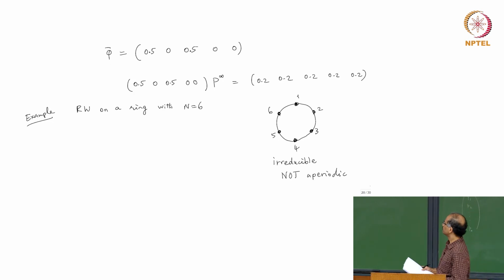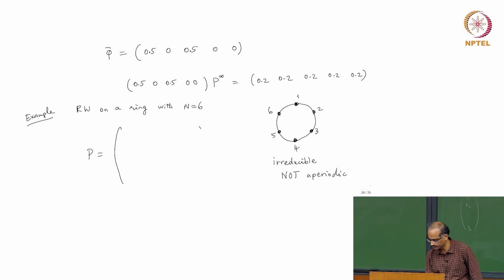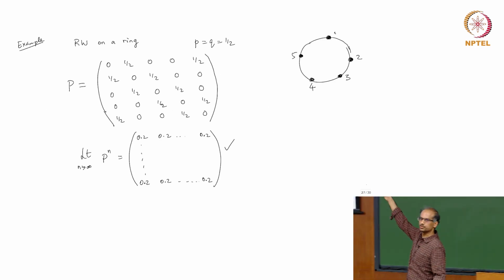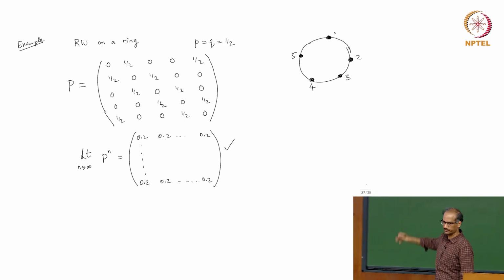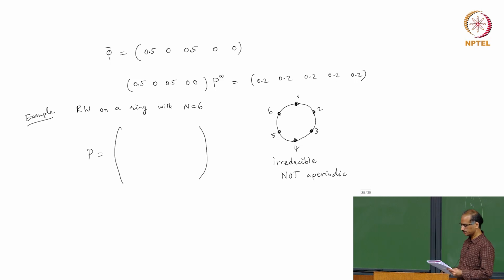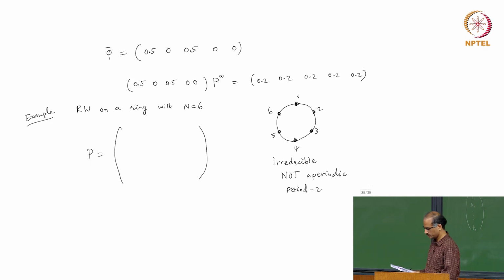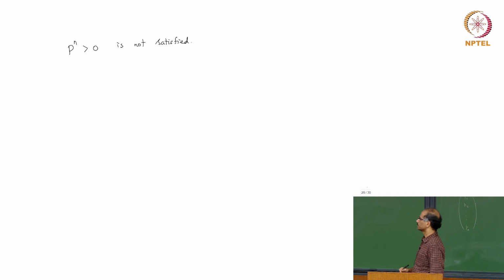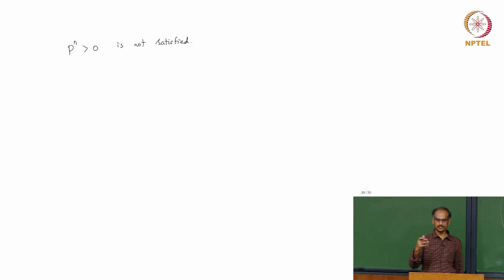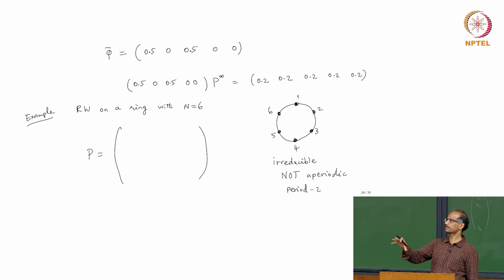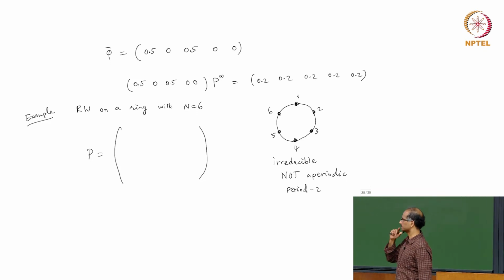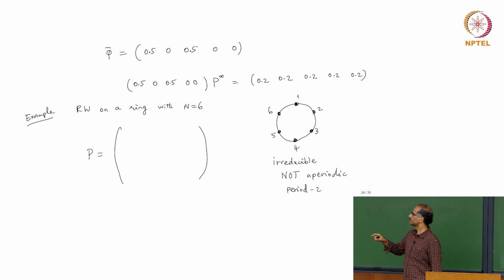Once again, if you write the P matrix, it will look exactly like the previous matrix that we have seen with halves in the two corners. You can just extend this by adding one more row. But in spite of this similarity, the period is actually 2 in this case. The condition that P power n should be greater than 0 is not satisfied. So this is not going to give you that invariant probability vector in the same sense in which you got the result for the same problem with 5 nodes. You can see what kind of difference it makes when you do a random walk on a 5 node ring and a 6 node ring.